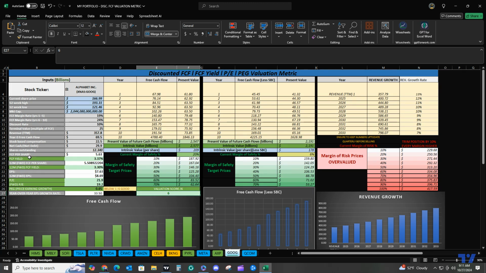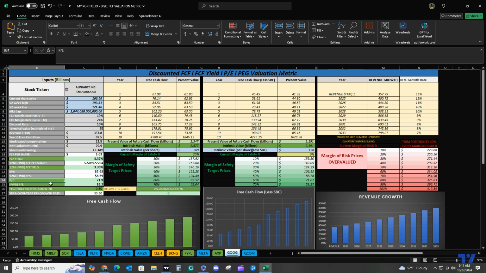But essentially, the 6 valuation scores and criteria I look at are going to be your free cash flow yield for the current year, your forward free cash flow yield. So above a 3 is solid. That's what we want. That means we are getting solid cash flow back through the company into our pockets as shareholders.